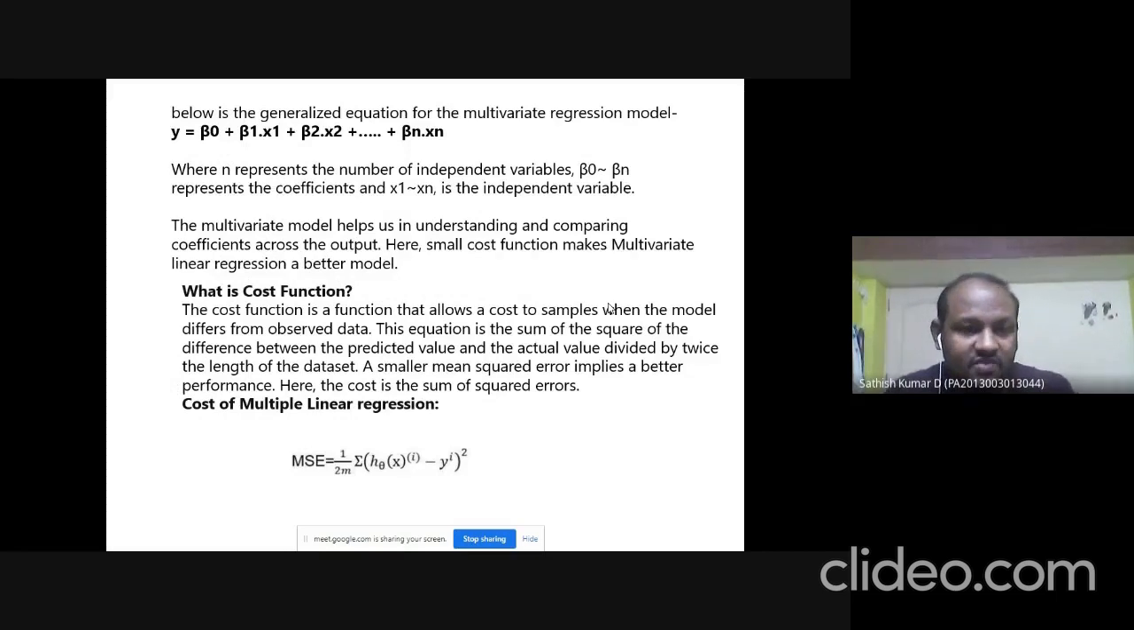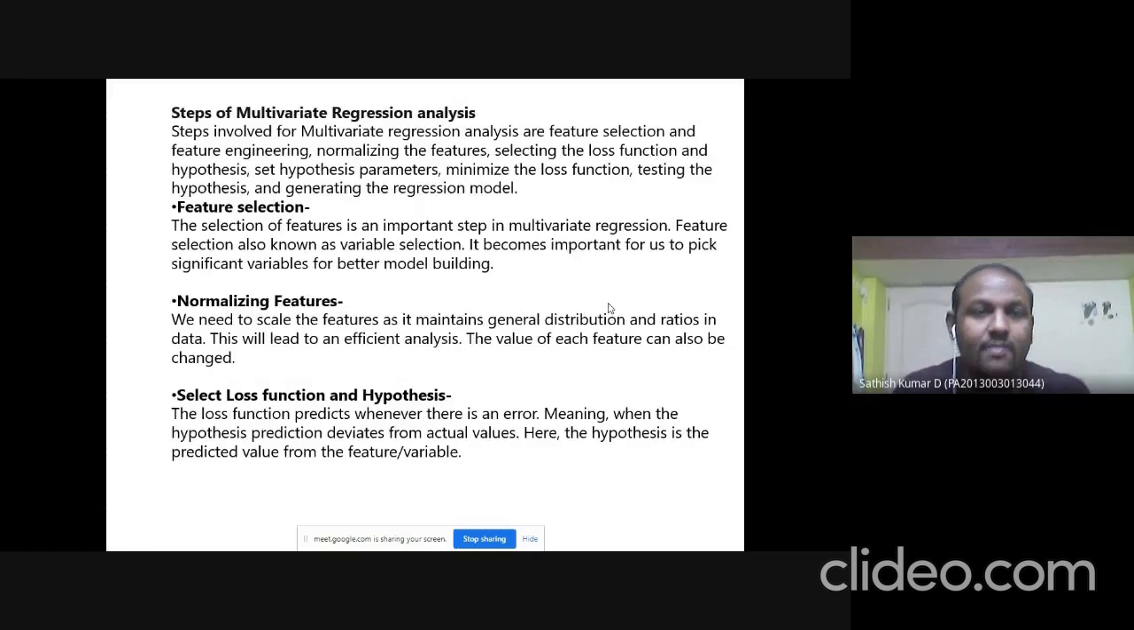What is a cost function? The cost function is a function that assigns a cost to samples when the model differs from the observed value. So the cost is the sum of the squared errors. For example, 1 by 2m sigma of (h theta of x to the power i minus y to the power i) to the power of 2.